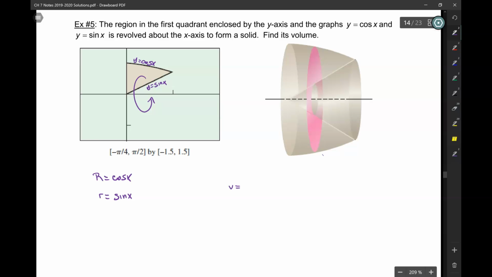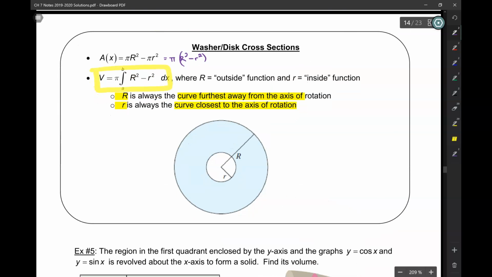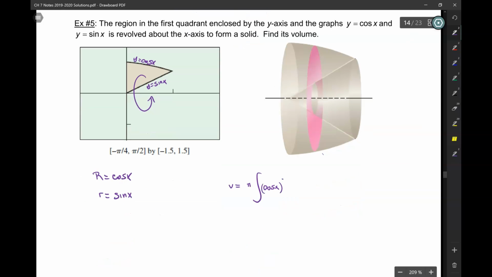The volume, okay, is pi times the integral of cosine x. Okay, remember, this is the important part. This is what some students miss. It's not R minus r squared. It's cosine of x squared minus sine of x squared dx.